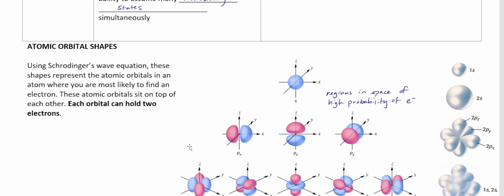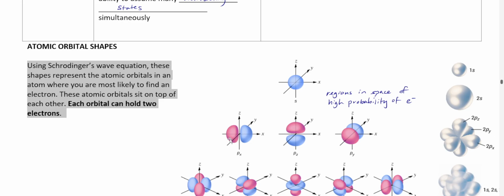In this video, we're going to look at atomic orbital shapes and probability density diagrams. So recall that using Schrodinger's wave equation, the shapes that you see here represent atomic orbitals, and these are regions in space of high probability of finding an electron. Each of these shapes contains 2 electrons.